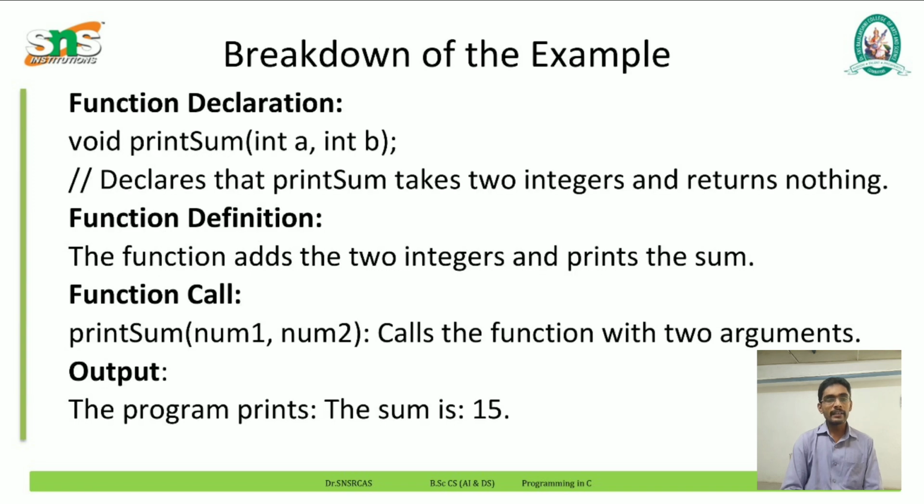Here is the understanding. The function declaration is void print sum (int a, int b), which is also termed the function prototype. The function adds two integers and prints the sum. The function call occurs inside the main function: print sum(num1, num2). Here the two variables num1 and num2 are the argument list for the function. This line is called the function call with two arguments. The output for this program will be 15, based on the input given.